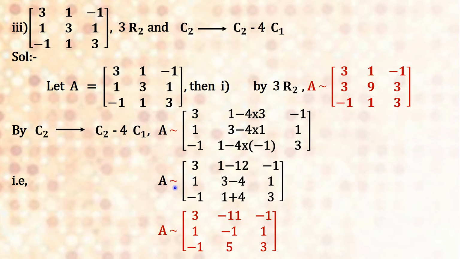Then again A is equivalent to the matrix. Simplifying this: 1 minus 12, 3 minus 4, 1 plus 4. Then A is equivalent to the new matrix 3 minus 1 minus 1, 1 minus 1 1, minus 1 5 3.